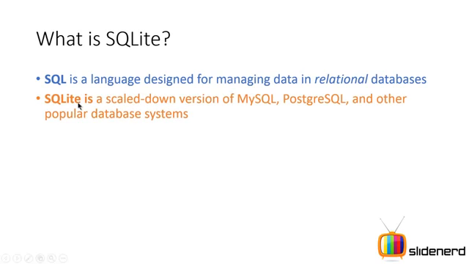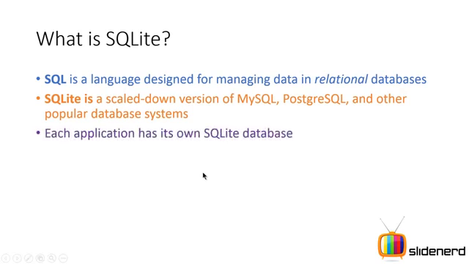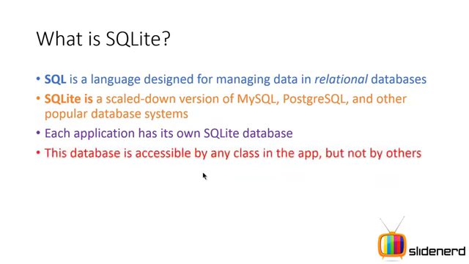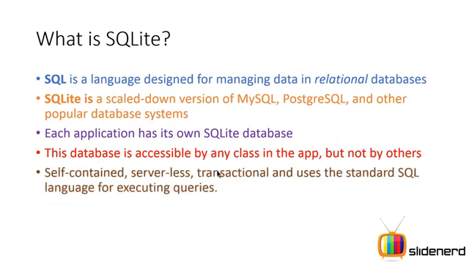So first, let's talk about Sqlite, which is actually a scaled down version of your MySQL, PostgreSQL, and other popular systems. Every app has its own Sqlite database. This database is accessible by any class in the app, but remember, the other classes that belong to the other apps cannot access this database. And this is transactional in nature, which means if something goes wrong, things are rolled back. If you remember the relational database properties, which are atomicity, consistency, isolation, and durability, Sqlite follows those four principles. For guys who are new to this or hearing this word for the first time, please Google ACID properties and you will find out what I'm talking about.